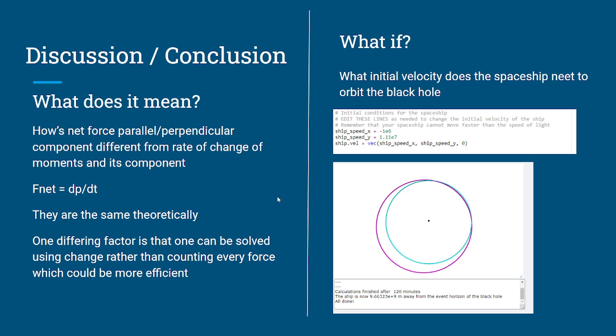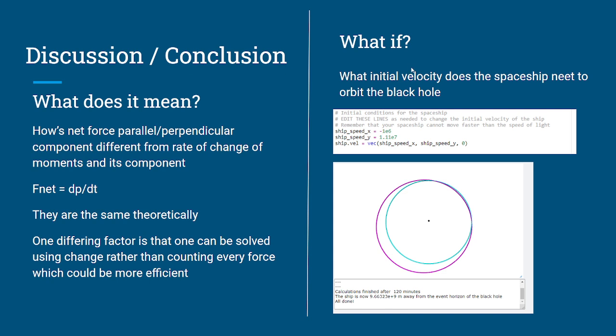Okay, discussion and conclusion. So what does this mean? How is the net force parallel and perpendicular component different from the rate of change of momentum and its components? Mathematically and theoretically they are the same thing, but one can be used by just looking at the change of momentum or the speed, while for the other you have to calculate the whole net force, meaning all the forces, so it could be easier to solve rather than just using Fnet.